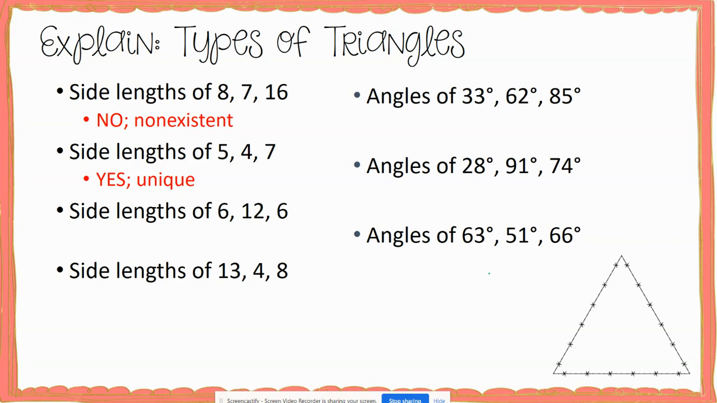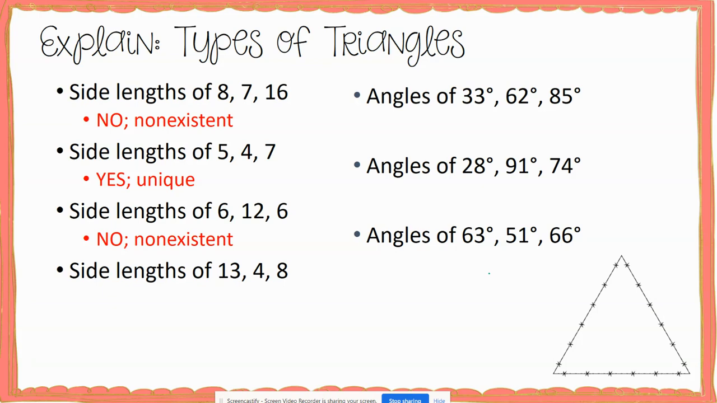I want you to do the next two. Side lengths of 6, 12, and 6 will not make a triangle, so they are non-existent. This is because if I add 6 and 6, I get 12. Well, it has to be greater than the third side length. And since the third side length is 12, that is not greater, that is equal. So this is a non-existent triangle.